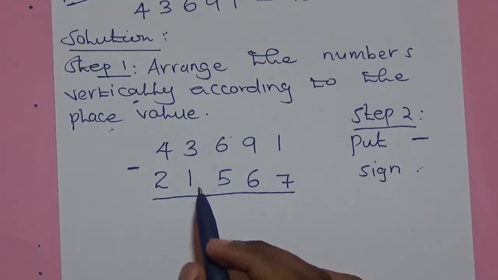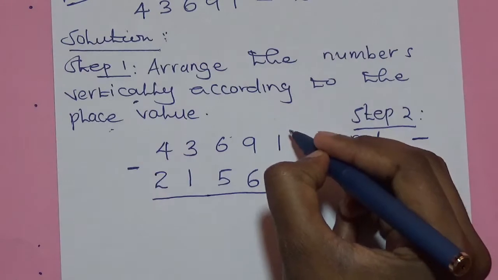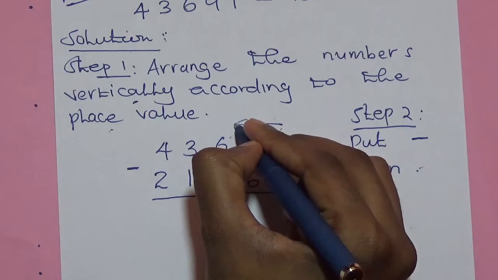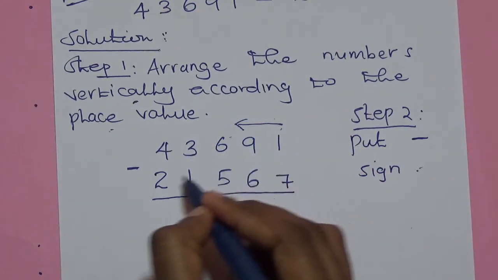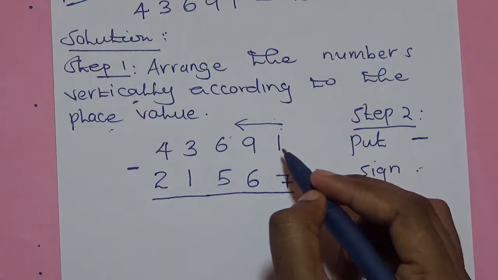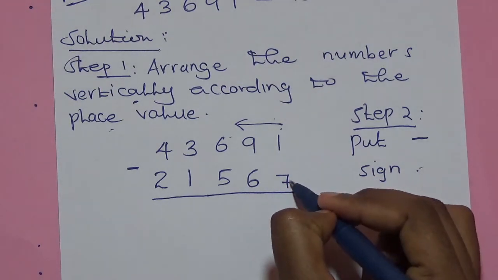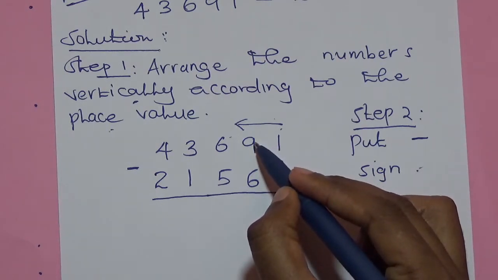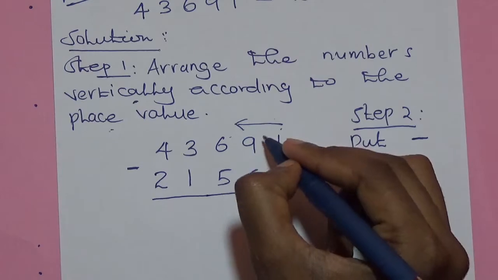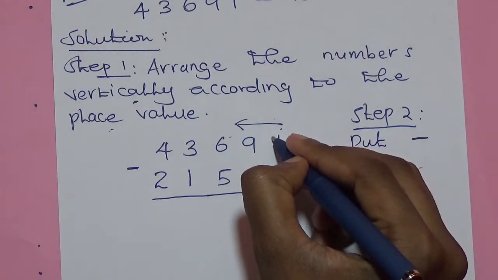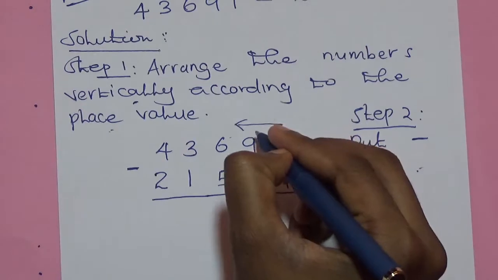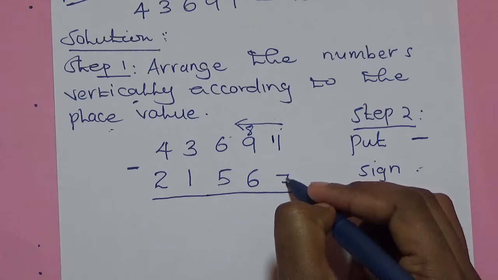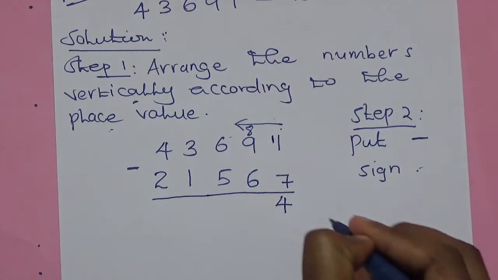And when you are subtracting, you start on the ones place value. You start on this side going to this side. You start on the lower side going to the higher side. So here we have 1 subtract 7. 1 is smaller than 7. Therefore, we need to borrow 1 from 9. When you borrow 1 from 9, here we will have 11. And here we are left with 8. 11 subtract 7 will give us 4.